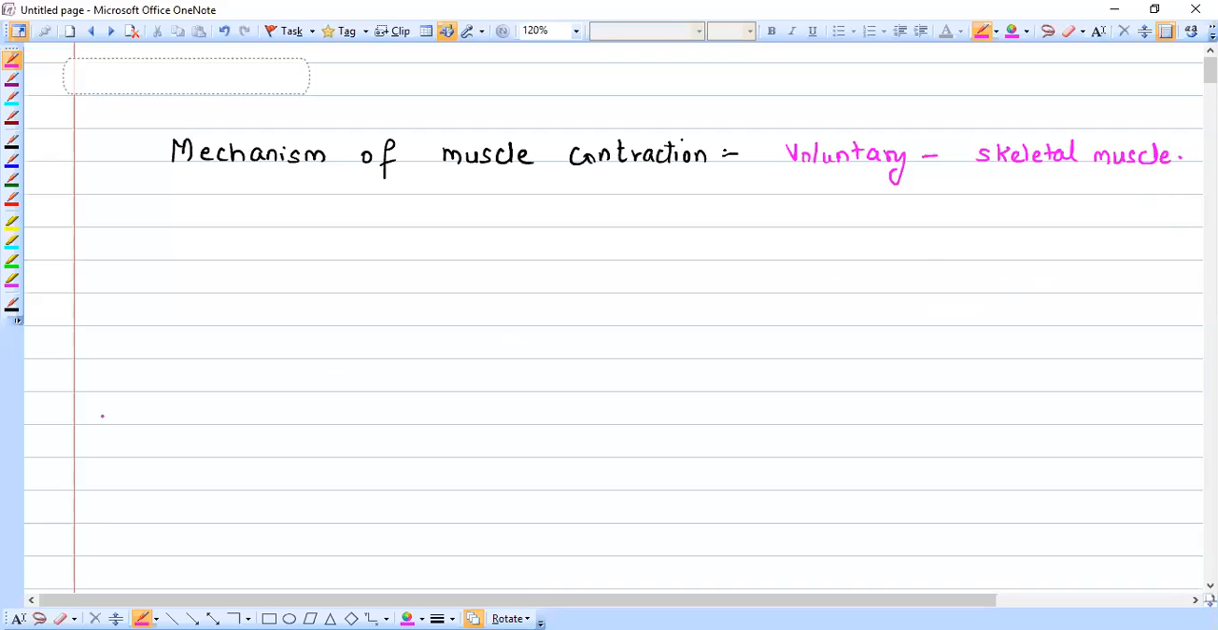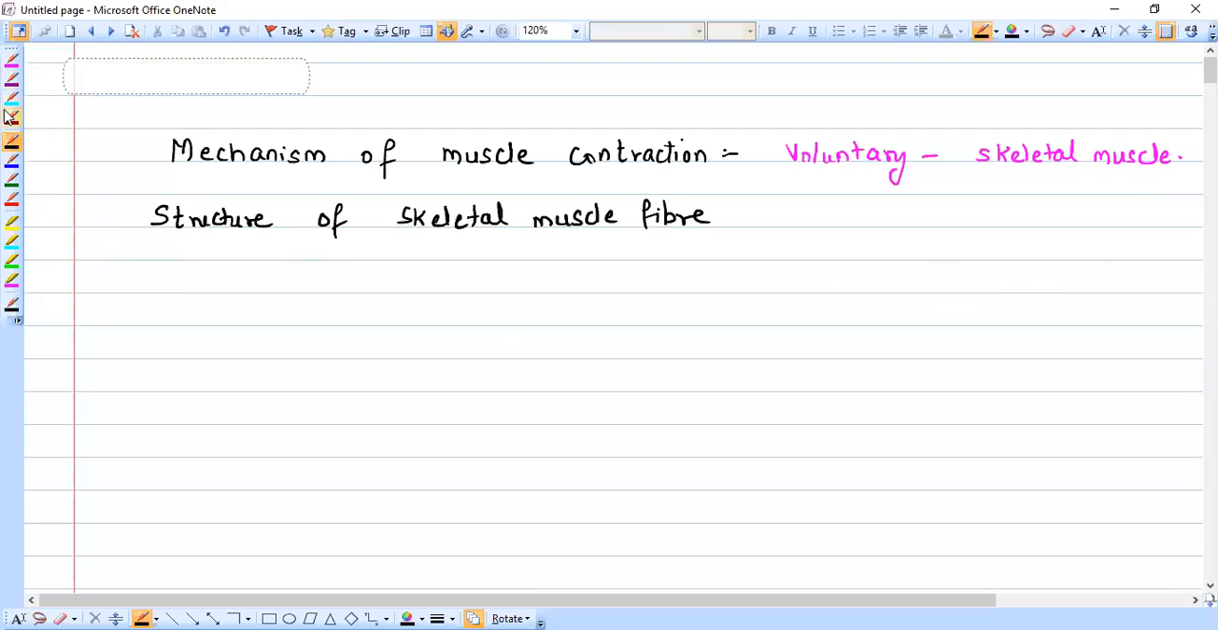For example, if I'm writing, I'm writing with my fingers and hands, so the muscles are helping me to write. Before starting with this, we need to understand a little bit about the structure of skeletal muscle fiber, how exactly it looks.